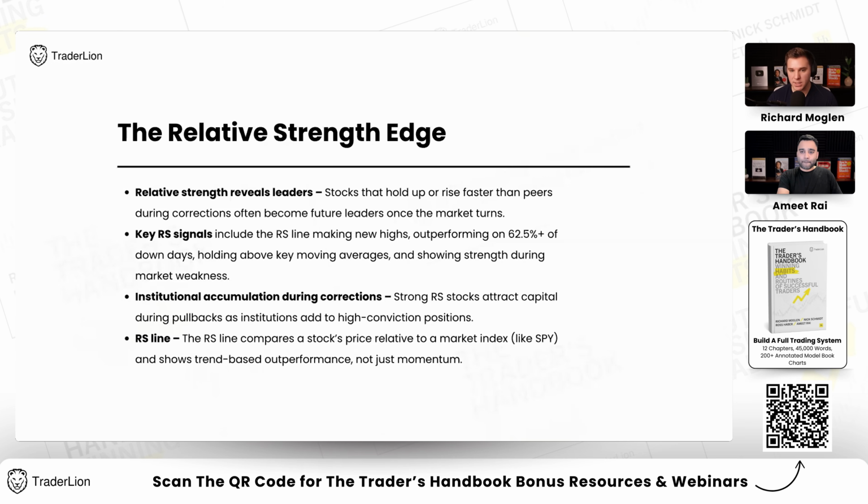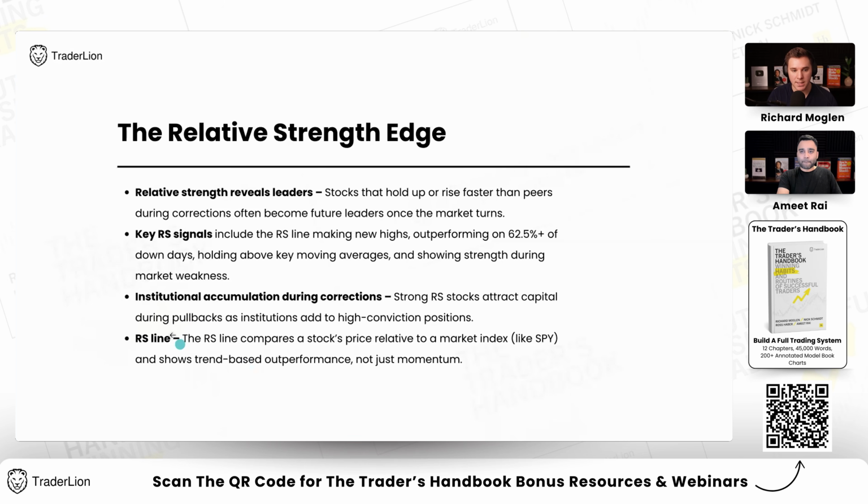The reason is because of institutions. This is the driving force behind market leaders and behind relative strength. During a correction, during weakness, institutions are going to look to add shares in their highest conviction names that they're still aggressively trying to add to, and that demand supports a stock better than the rest of the market. So strong RS stocks attract capital during pullbacks as institutions add to high conviction positions. And on the flip side, if you see very weak action during a correction, those are names that are being distributed by institutions as they try to hold on to their strong stuff and get rid of the stuff that they want to sell anyway.